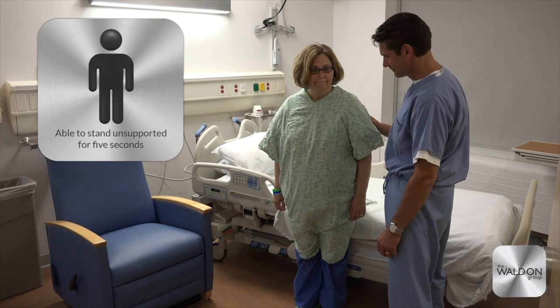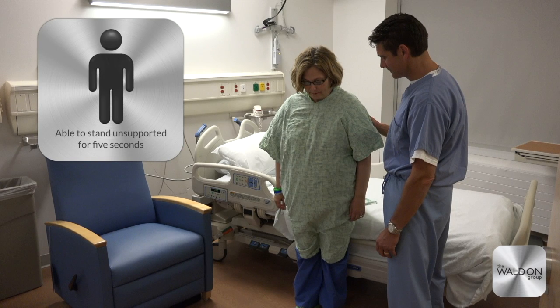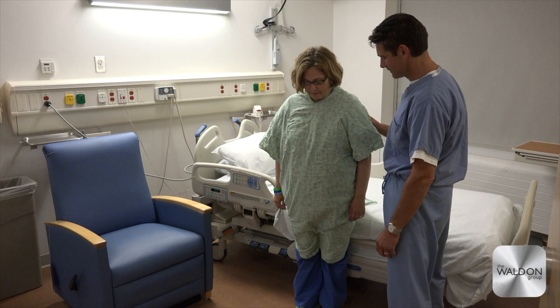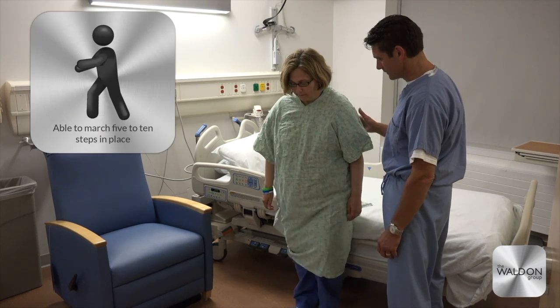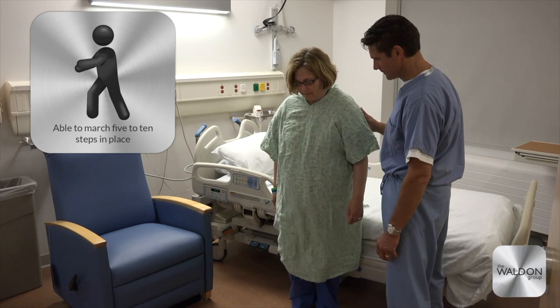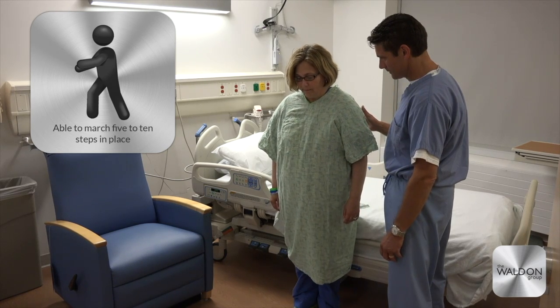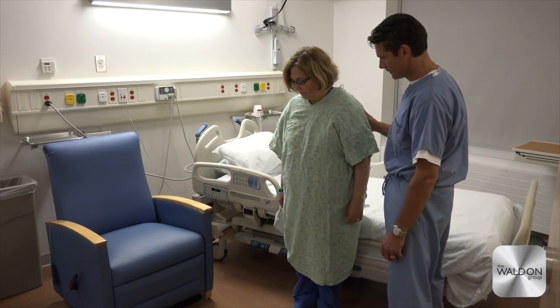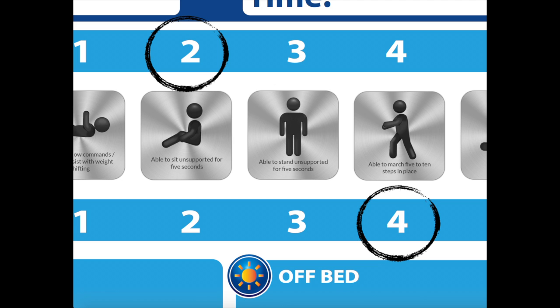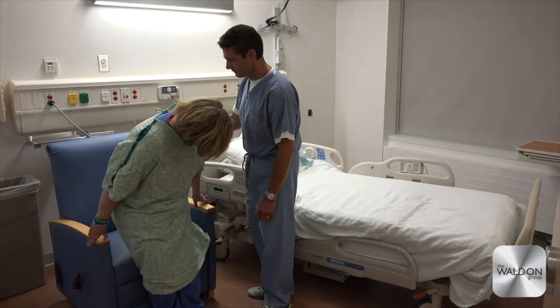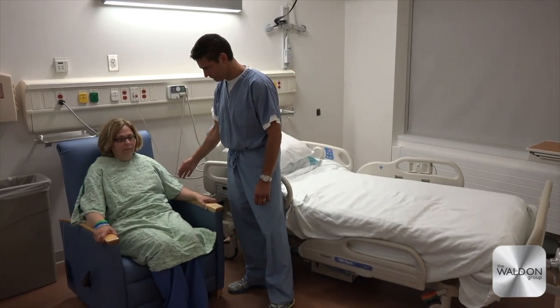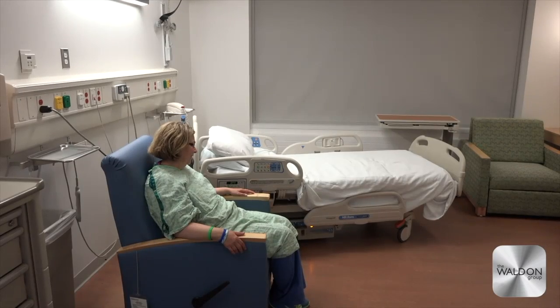Next, the patient is challenged to stand unsupported for approximately 5 seconds. Again, if the patient fails the challenge, she will be scored a 2. If she passes the challenge, she will be scored a 3. Finally, the patient is instructed to march 5 to 10 steps in place or weight shift in place for 5 to 10 seconds. If the patient requires a walker or cane for normal activities of daily living, the same tool should be utilized while conducting the mobilization challenges.